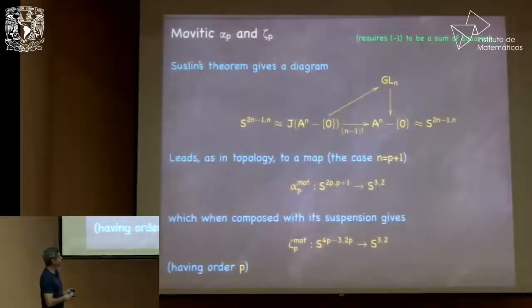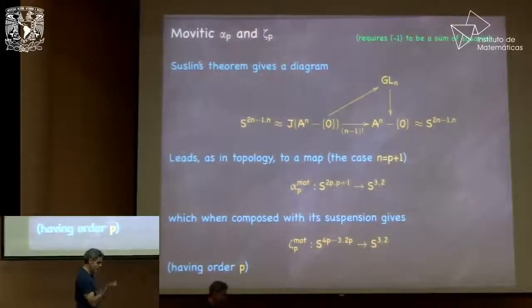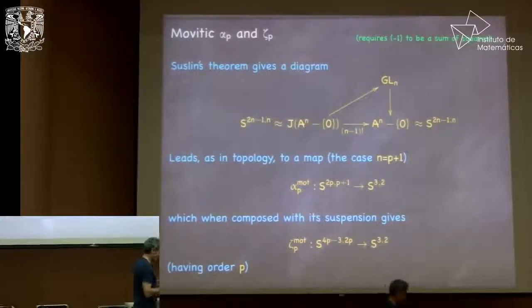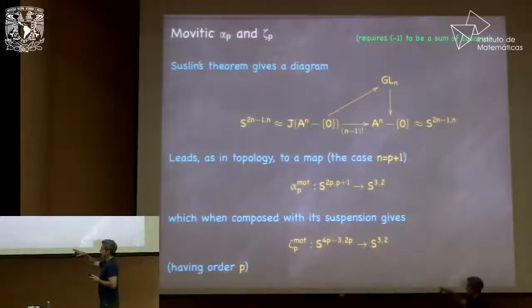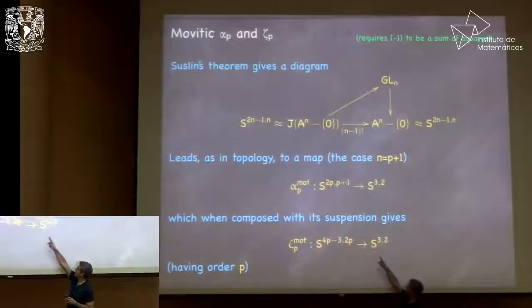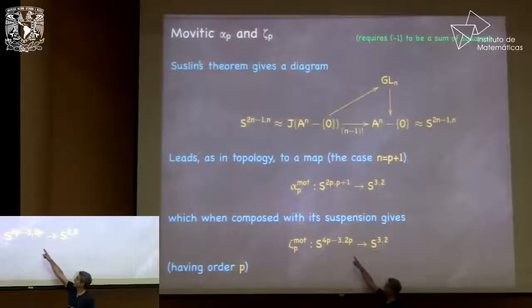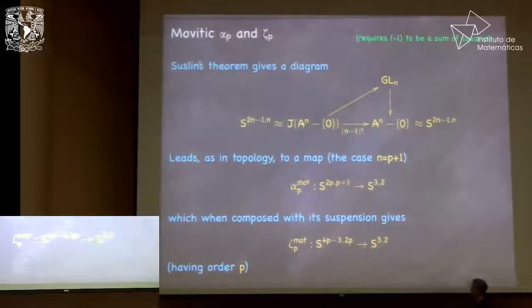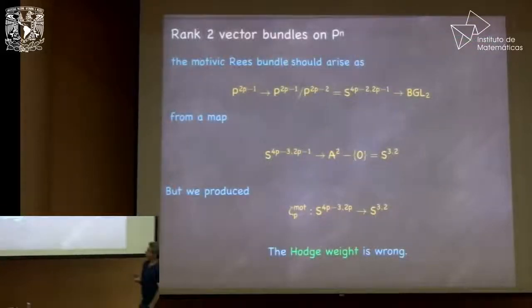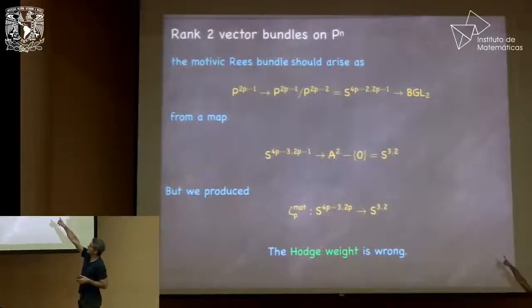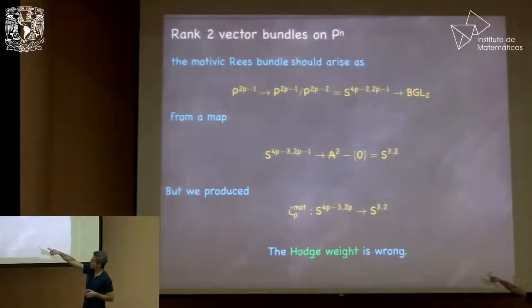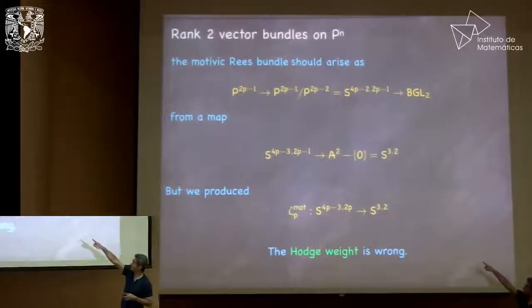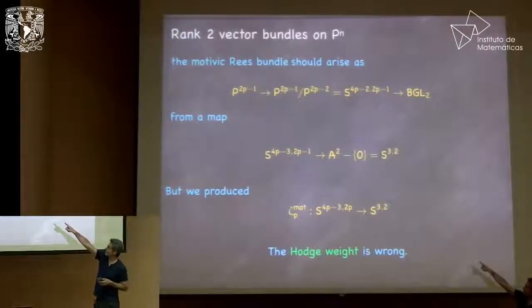I want to put it up because there's this extra piece of information in motivic homotopy theory, which is the Hodge weight. When all this is done, you can imitate the exact same construction, and you produce this element in pi 4p minus 3 of S3, but it has Hodge weight 2p. But if you think about what we needed to make a vector bundle, so that was eventually supposed to be a map from a projective space mod a lower one, we were supposed to get something, a map from S4p minus 3 to S3, where the Hodge weight was 2p minus 1. So the Hodge weight is wrong.